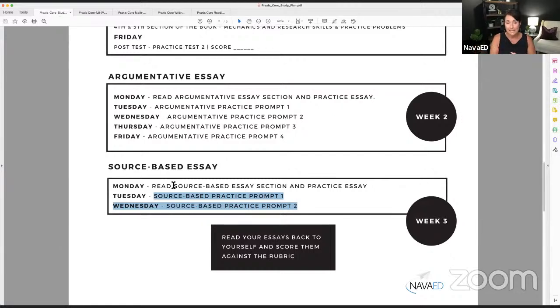It's very, very easy. Now, remember, you're going to read your essays back to yourself and you're going to score them. You're not going to read them on the same day or within the same hour of writing them. You want to take a break from them. All right. You want to take a break and then reread them later. Okay. All right. So that completes the writing section.